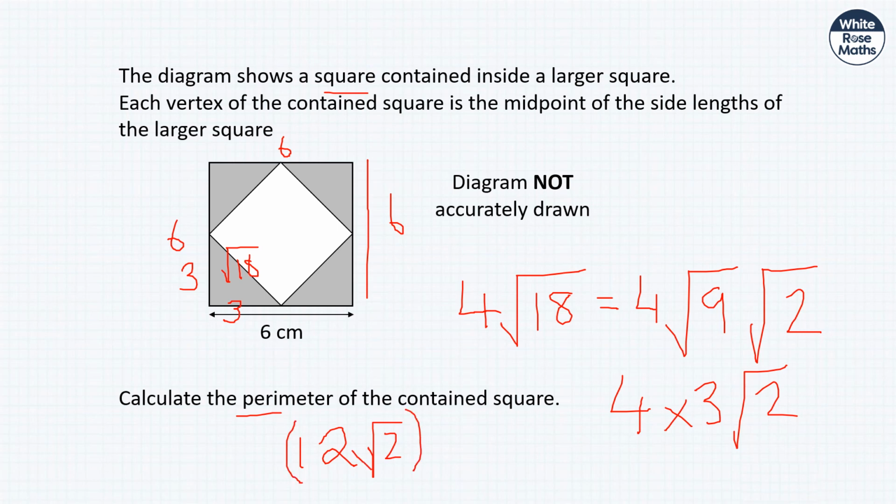Again, if you're using the calculator, root 2 is approximately 1.41. So root 2 times 12 will be 16.97. Okay, so it's approximately 16.97 centimeters to 2 decimal places. Okay, that was quite a nasty question.